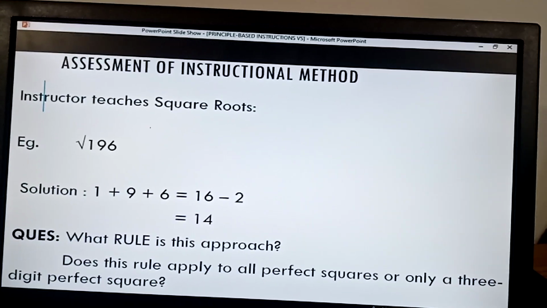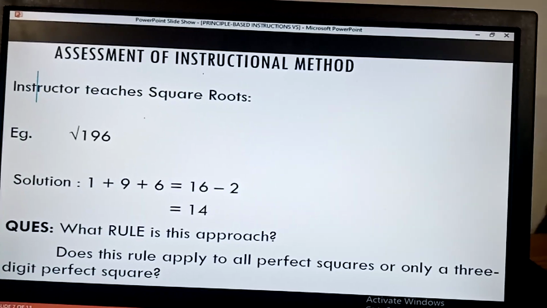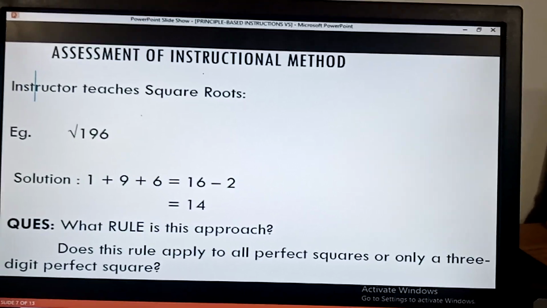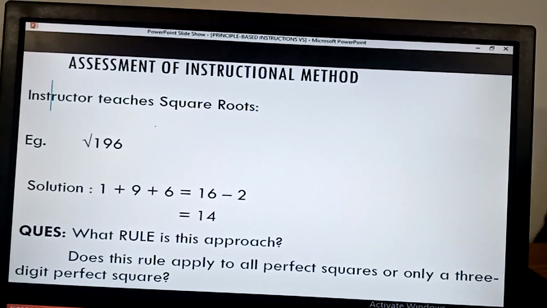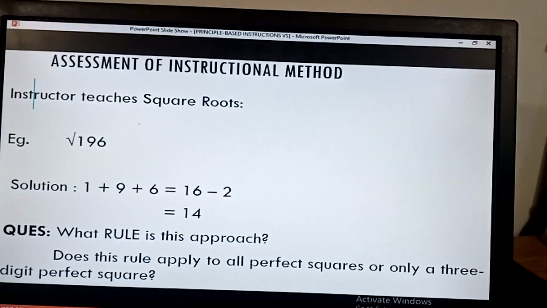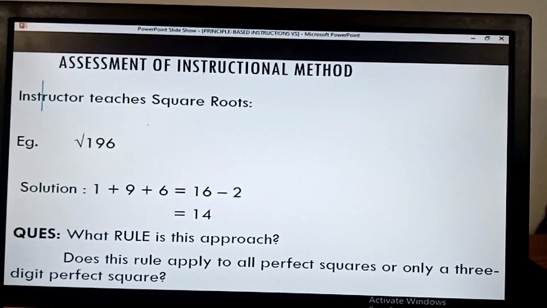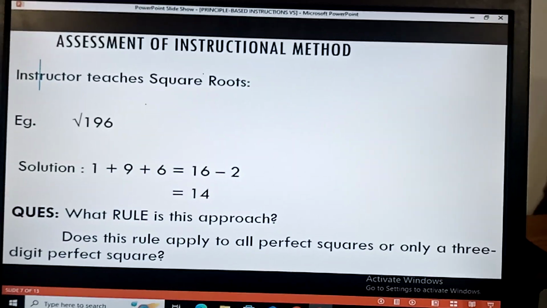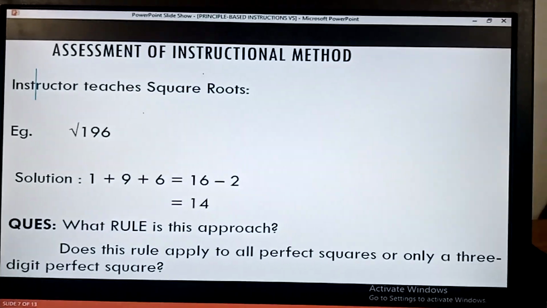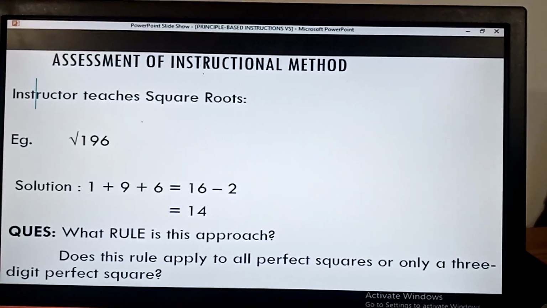Maybe he wants to blow the heads of the students? But that is not the message. The message is the simple method that he used. Very simple. Okay? But will you call his method rote method, instructional method, or principle based?